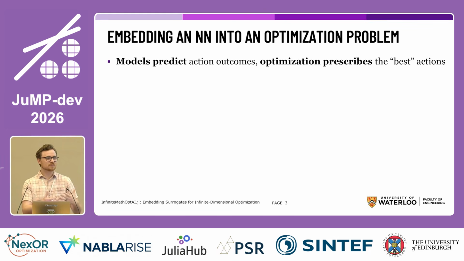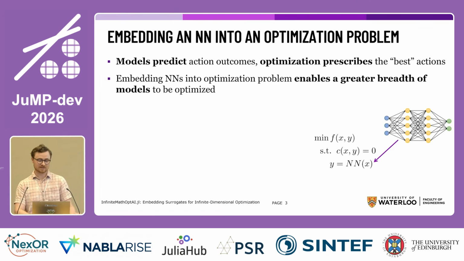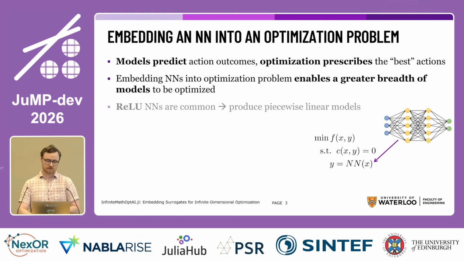But to embed these in an optimization problem, the way I typically explain this is, people think I'm thinking about training the network. Typically we're talking about taking a trained network and putting it into an optimization problem, because the neural network helps us make predictions, but we use optimization to prescribe the actions or the inputs to that neural network to get the outcomes that we're looking for, rather than guess and check.